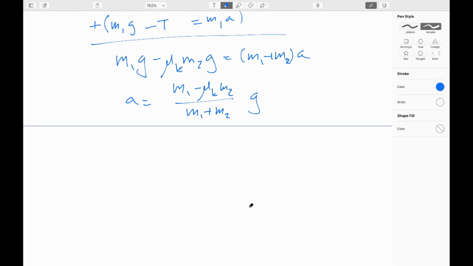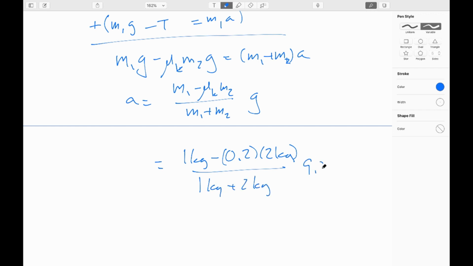Sticking in our numbers here, this will be m1, we said it was 1 kilogram, minus 0.2 times 2 kilograms, over 1 kilogram plus 2 kilograms, times 9.8 newtons per kilogram, which we will rewrite as meters per second squared since we're solving for an acceleration. So that will yield 1.96 meters per second squared.